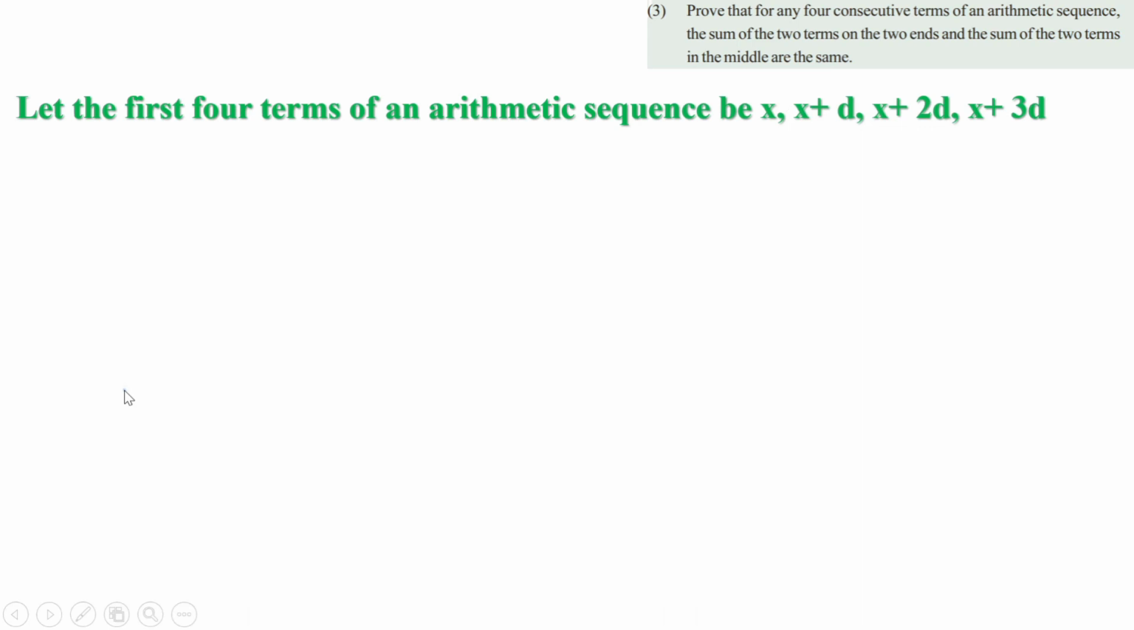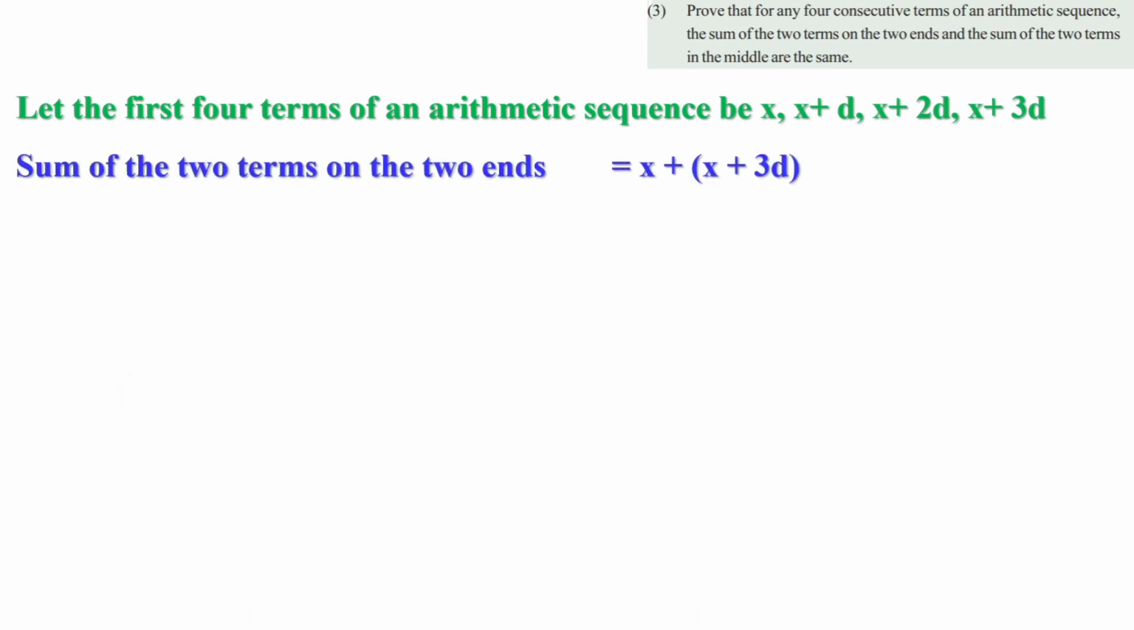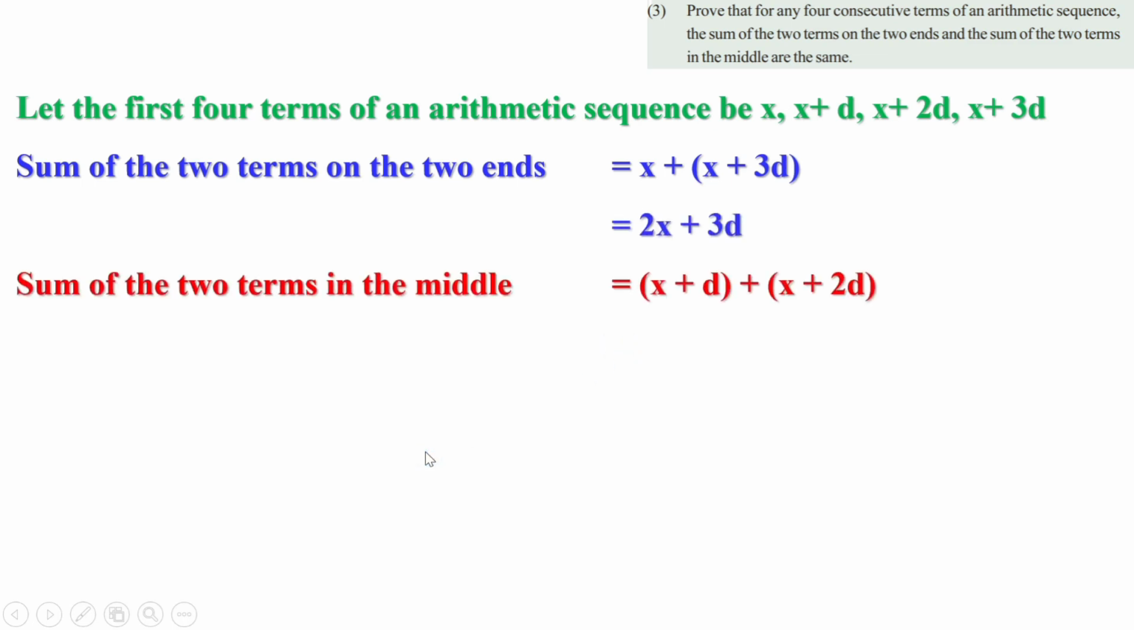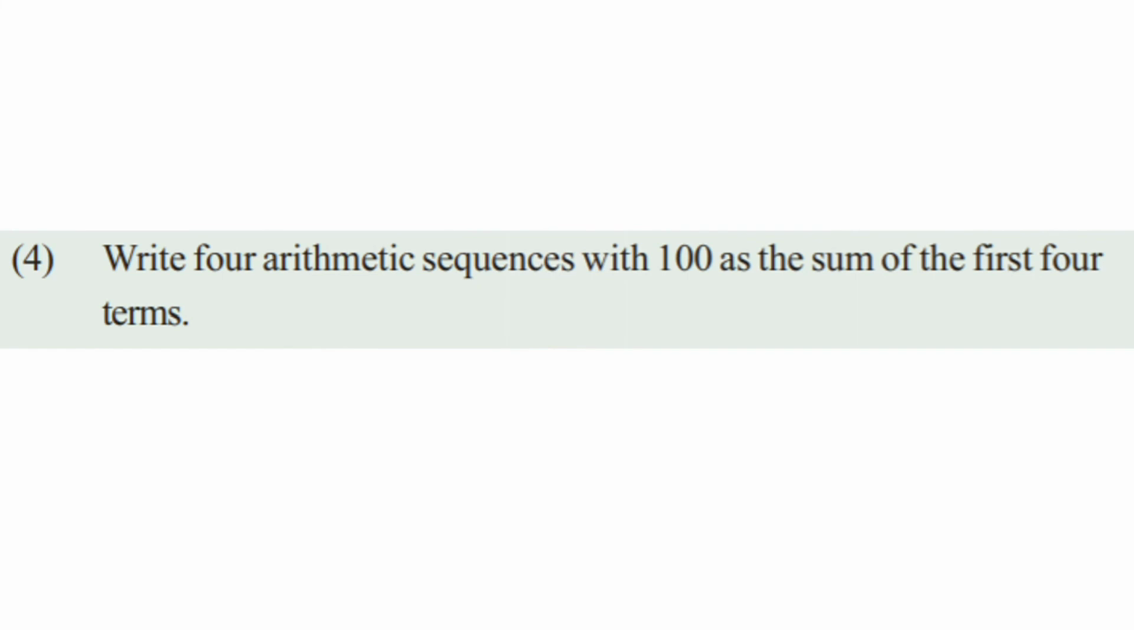Now let us add the first term and last term, or the sum of the two terms on the two ends, that is x plus x plus 3d. Adding, we will get 2x plus 3d. Now let us add the terms in the middle, that is x plus d plus x plus 2d. Adding, we get 2x plus 3d again. So we can see they are equal. So the sum of the two terms on the two ends and the sum of the two terms in the middle are the same.